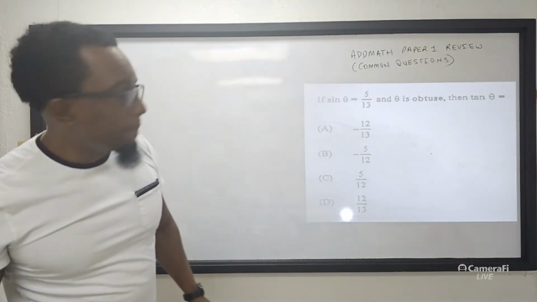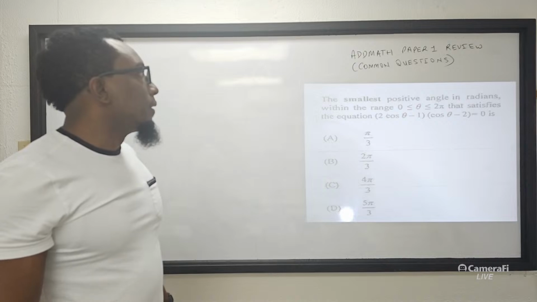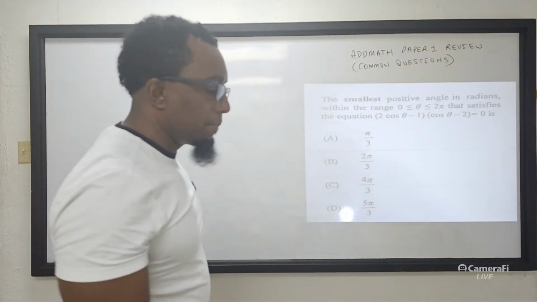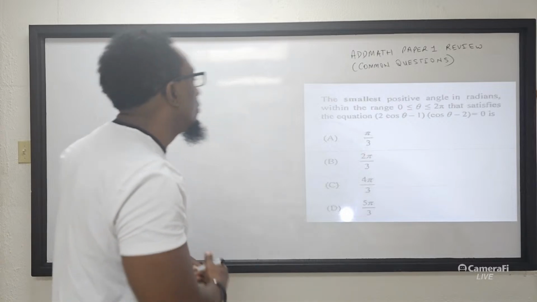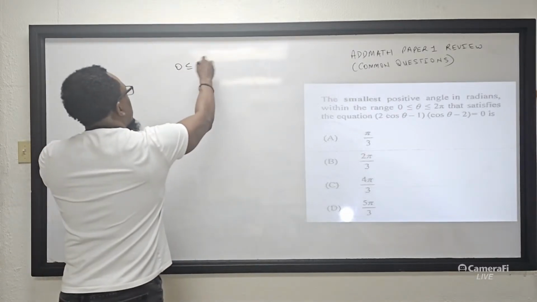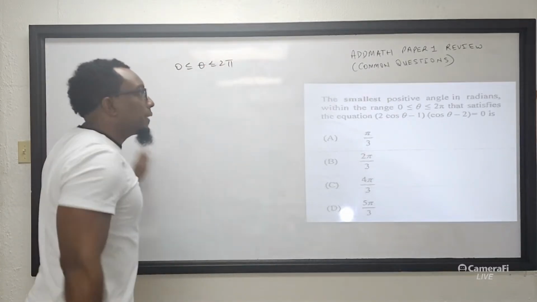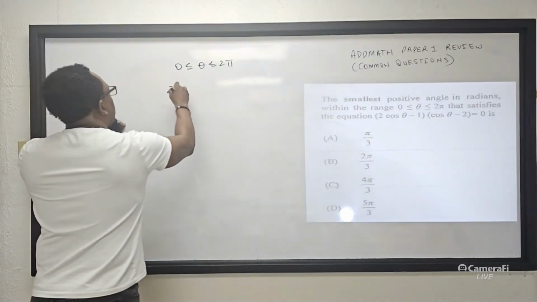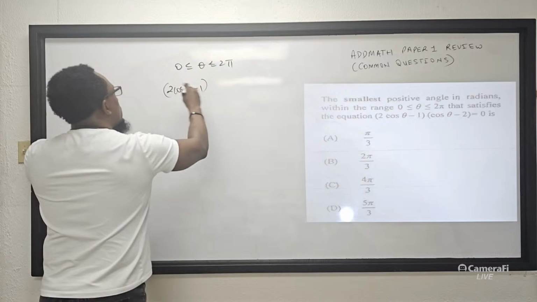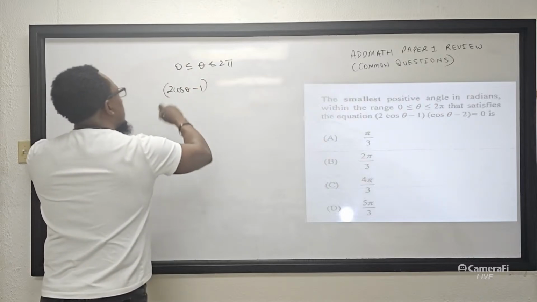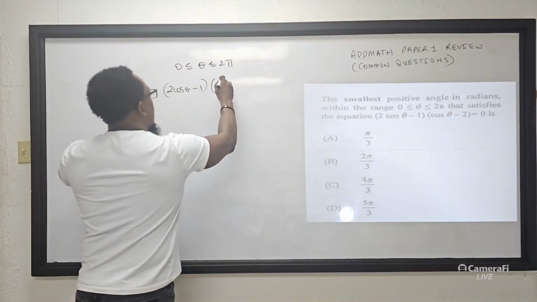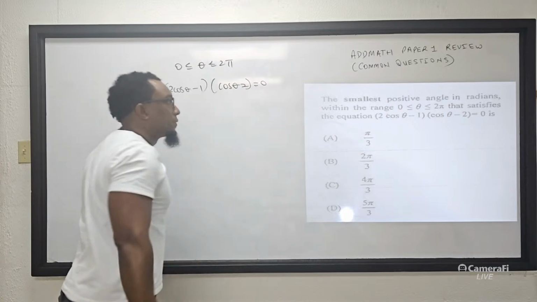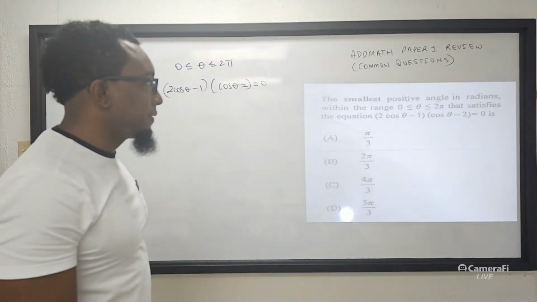So we have here the smallest positive angle in radians within the range, and right, another common question, 0 is less than or equal to theta, less than or equal to 2 pi, that satisfies the equation 2 cos theta minus 1 and cos theta minus 2 is equal to 0. We want the smallest positive angle.